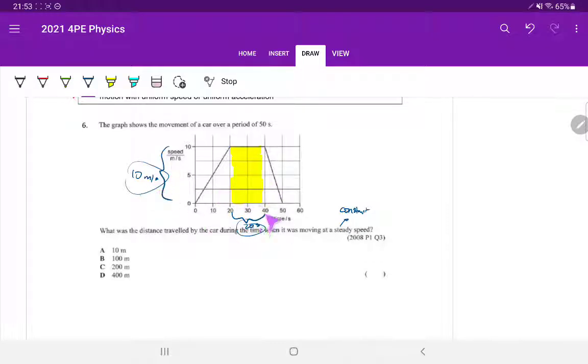Okay, so we take this times this, it will give you that. But anyway, 10 times 20 will give you 200 meters. Right, so 10 meters per second times 20 seconds gives you 200 meters. So the answer is C.